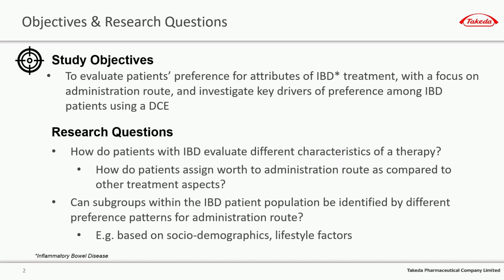Our research questions were, for example, how do patients with IBD, inflammatory bowel disease, evaluate different characteristics of a therapy? How do patients assign worth to administration route as compared to other treatment aspects such as efficacy and tolerability? And can we identify some groups within the patient population, for example, different patient patterns, and what are the important factors impacting preference for a different administration route?